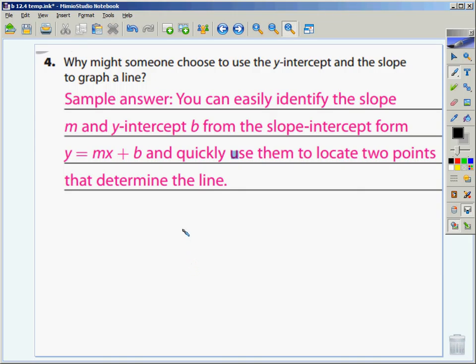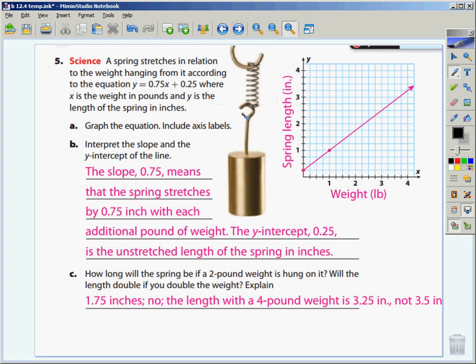Number 4 is a sample answer. It says, why might someone choose the y-intercept and the slope to graph a line? It's easy to identify the slope and the y-intercept from slope-intercept form. Number 5, they gave me the equation y equals 0.75x plus 0.25. The slope is 0.75, and the y-intercept is 0.25. Remember that 0.75 is also the same as 3/4, in case you wanted to look at it that way, and you see where the graph would be.